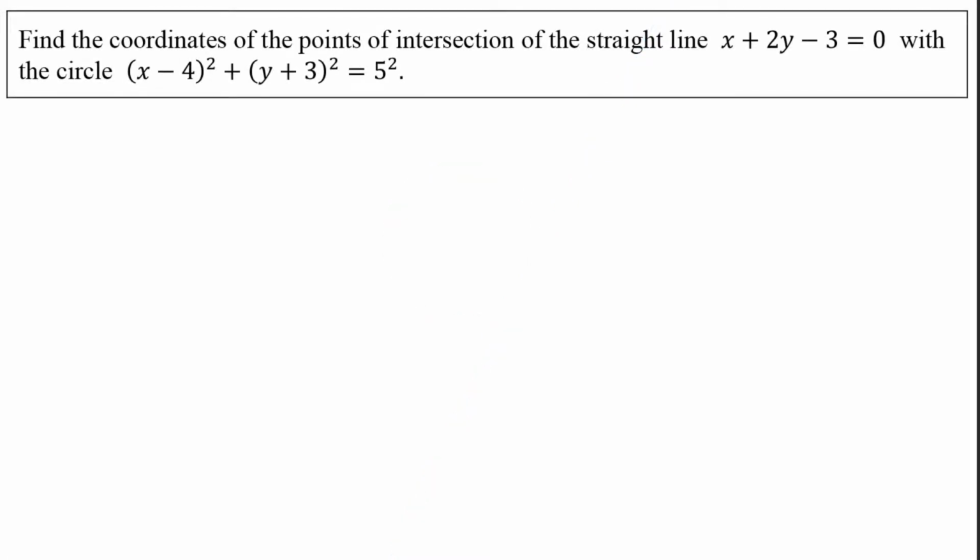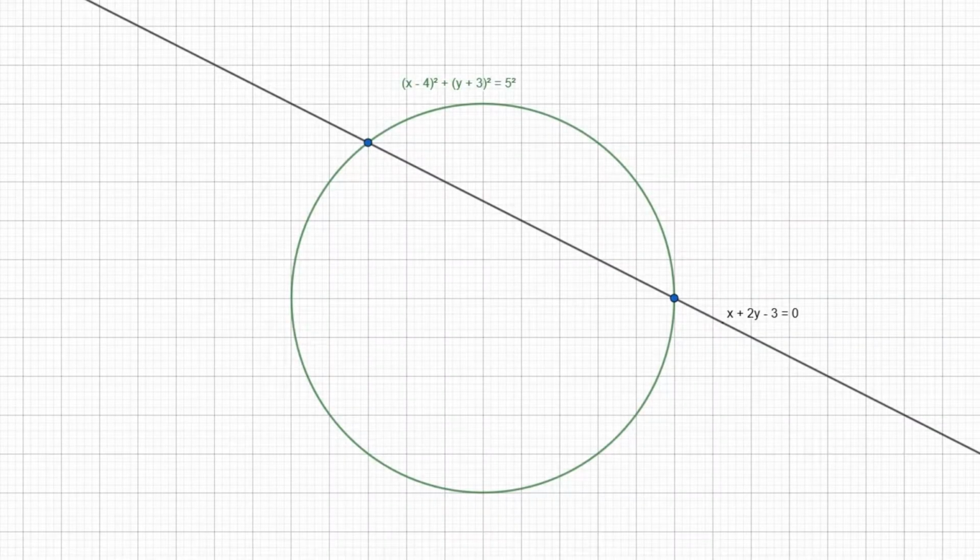In this example, we're asked to find the coordinates of the points of intersection of the straight line x + 2y - 3 = 0, with the circle (x - 4)² + (y + 3)² = 5². Graphically, we have this situation, and we are trying to find the coordinates of the points of intersection.